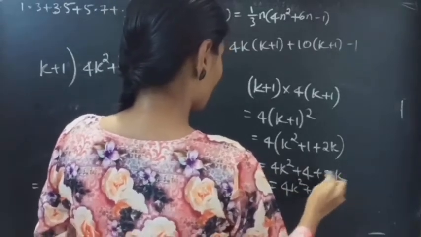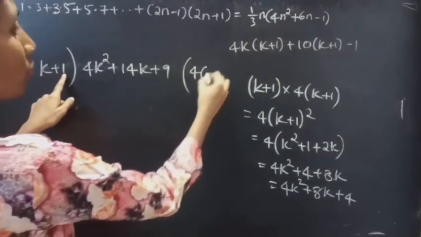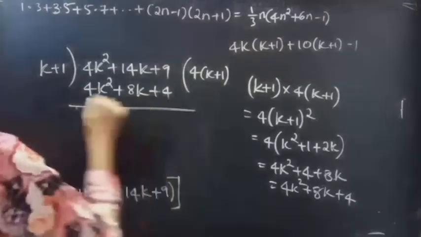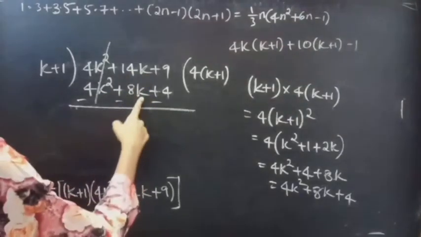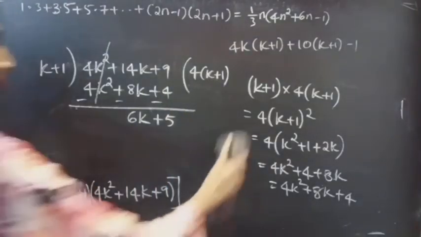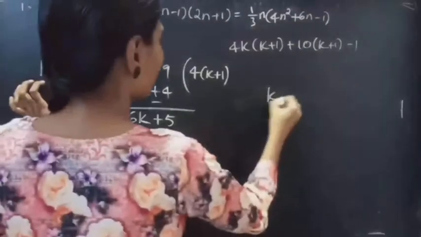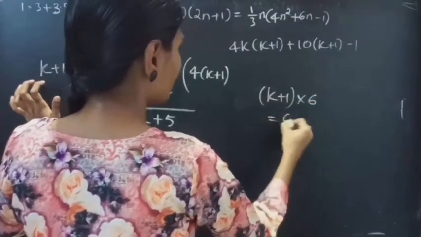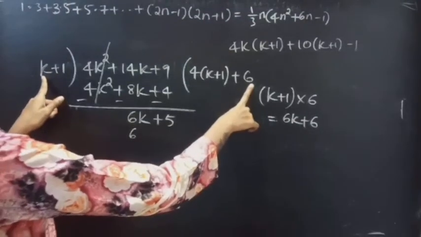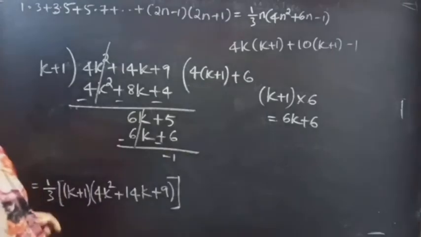Sorry, 4 twos are 8, 8k, plus 4, okay, into k plus 1 into 4k plus 1 is 4k square plus 8k plus 4. Now change the signs and cancel 4k square. 14k minus 8k is 6k, plus 9 minus 4 is plus 5. Okay. So here you are having 6k, right? So we'll multiply 6 to the divisor, then we'll get 6k plus 6. 6 into k plus 1 is 6k plus 6. Change the signs, cancel 6k, you'll get minus 1.